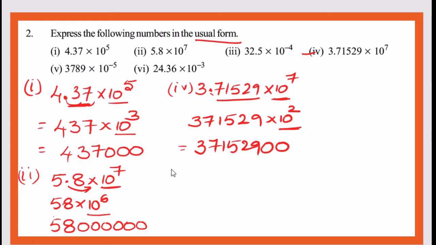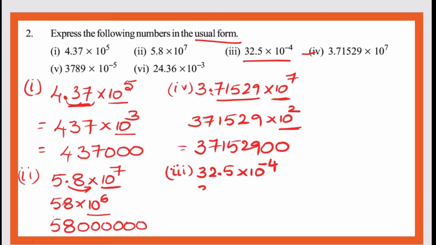Now let us see the third question. 32.5 into 10 power minus 4. Since we have a negative exponent, I need to convert this into positive exponent, into usual form. So how can I do that? First of all, what can I do? 32.5 into 10 power minus 4. So how can I write this?